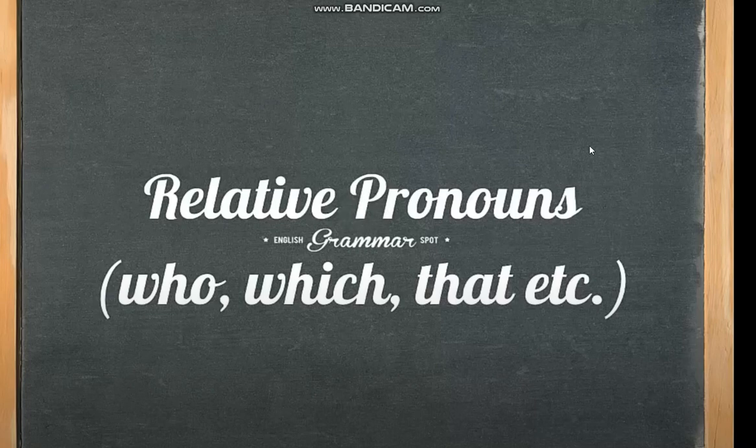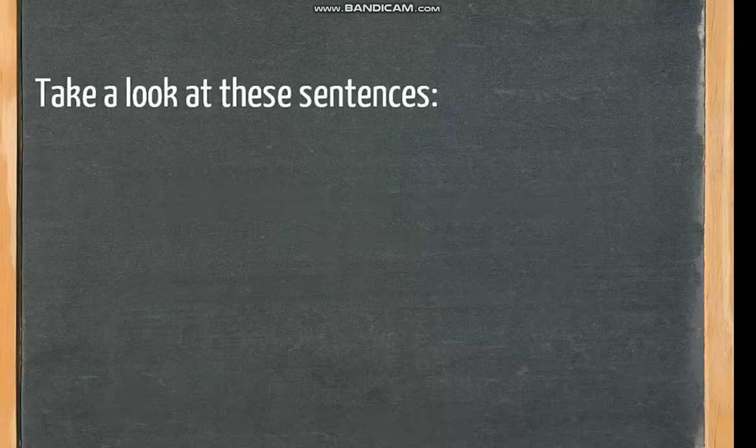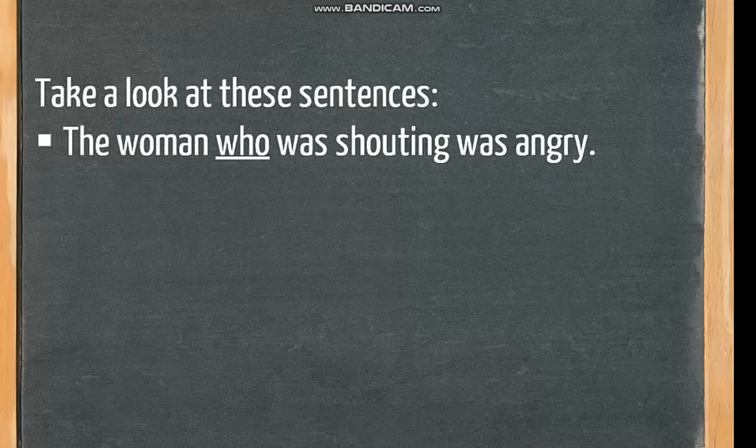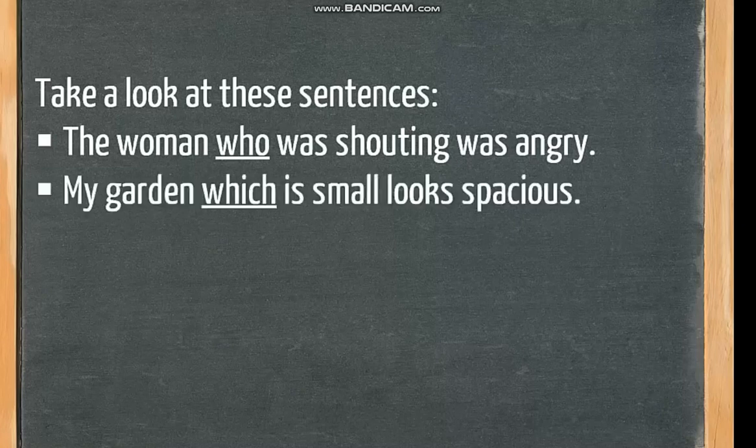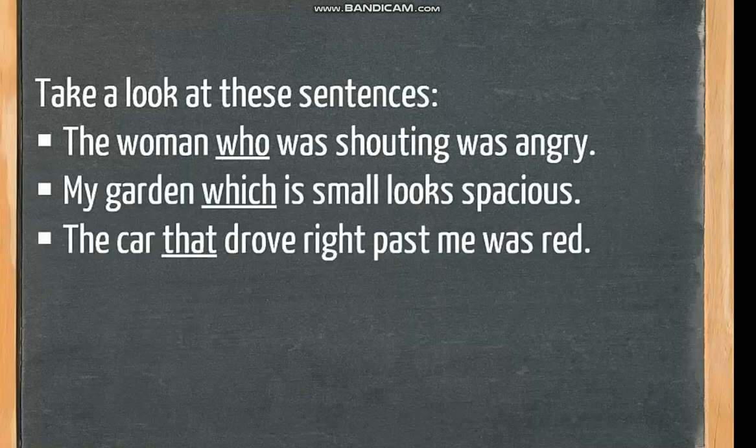This lesson is about the relative pronouns. Take a look at these sentences. The woman who was shouting was angry. My garden, which is small, looks spacious. The car that drove right past me was red.